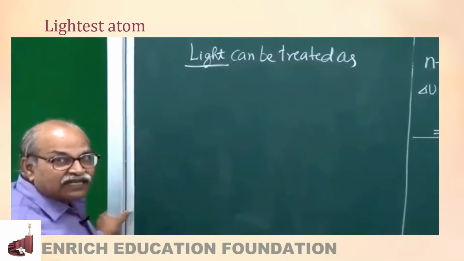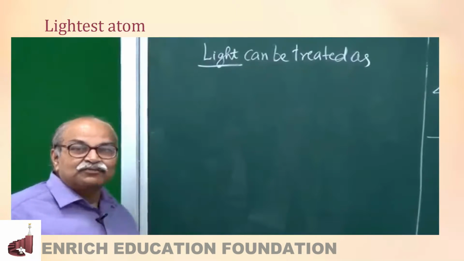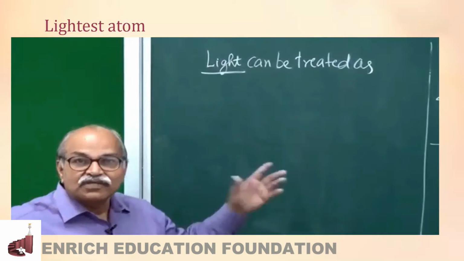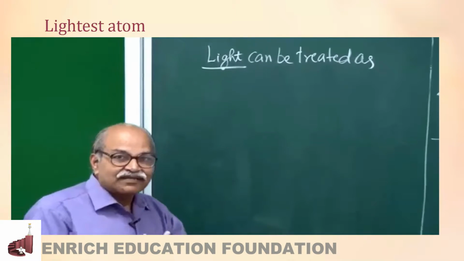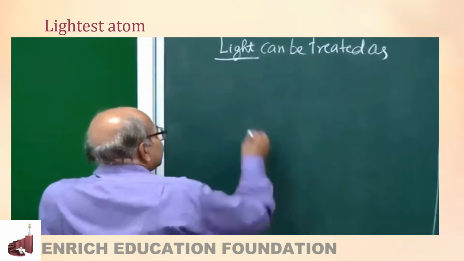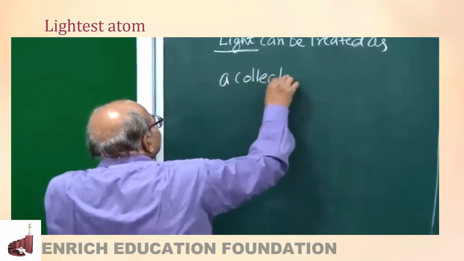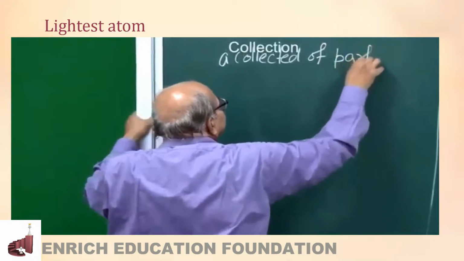If the wavelength lies in that visible range, 400 to 700 nanometer, we generally call it light. And if it lies outside that, we call it radiation. Light is also electromagnetic radiation, in that sense. So light can be treated as a collection of particles.